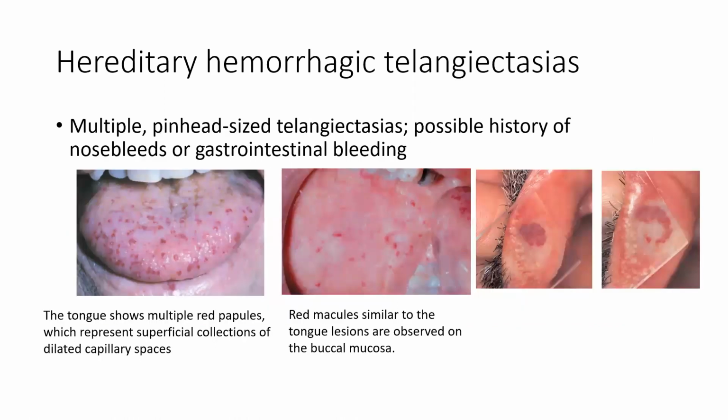The next condition is hereditary hemorrhagic telangiectasias. Now, what is the meaning of telangiectasias? They are simply small collections of dilated capillaries. This is an uncommon condition which is autosomal dominant. How do I know that the patient is suffering from hereditary hemorrhagic telangiectasias? Out of the following 4 which I'm going to mention, at least 3 of them should be positive, or like 2.